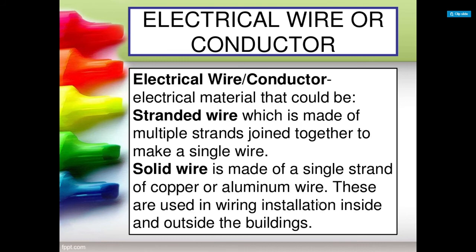Next, electrical wire or conductor. Another electrical supply is electrical wire or conductor. It could be a stranded wire or a solid wire. So what is a stranded wire? This is made of multiple strands of copper wires joined together to make a single wire. When we say multiple strands, the size could be like your hair or a little bit bigger than your hair, but joined together to make a single wire. While the solid wire is made of a single strand of copper or aluminum wire.